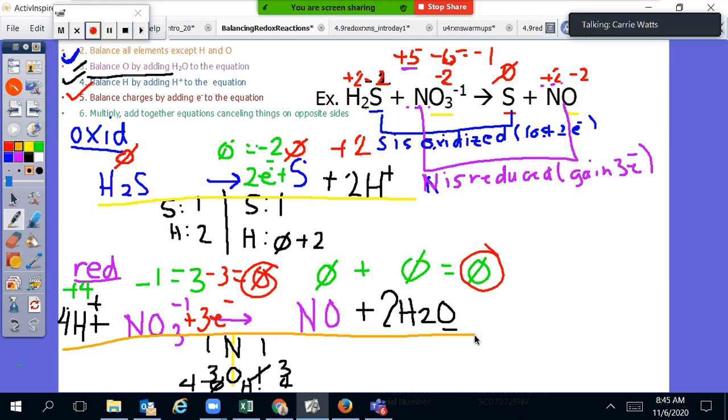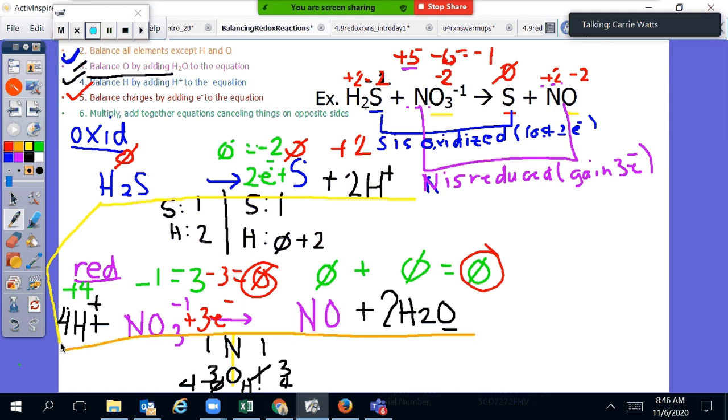Okay, how are we on this step? So we balanced everything except H and O. We balanced the O by adding water. We balanced the H by adding H plus. We balanced the charges by adding electrons. And now we are going to combine the equations again, because without oxidation, you don't have reduction. Without reduction, you don't have oxidation. So now we're going to take these two equations and multiply and add them together.